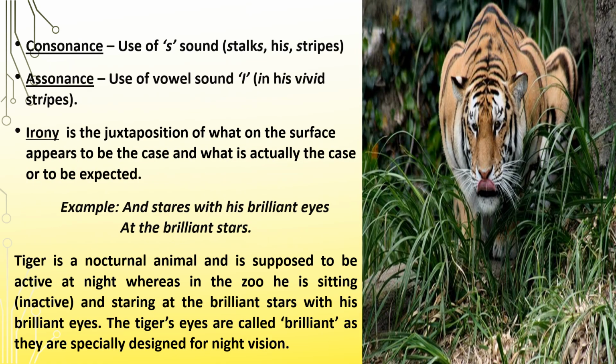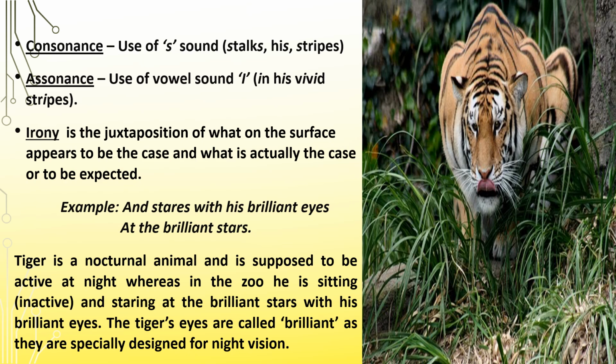Consonance is nothing but the repetition of consonants, right? We had discussed in detail about consonance as well as assonance in one of my presentations based on poetic devices. Now, what is assonance? Assonance is nothing but the repetition of vowel sounds. An example is given in "his vivid stripes".